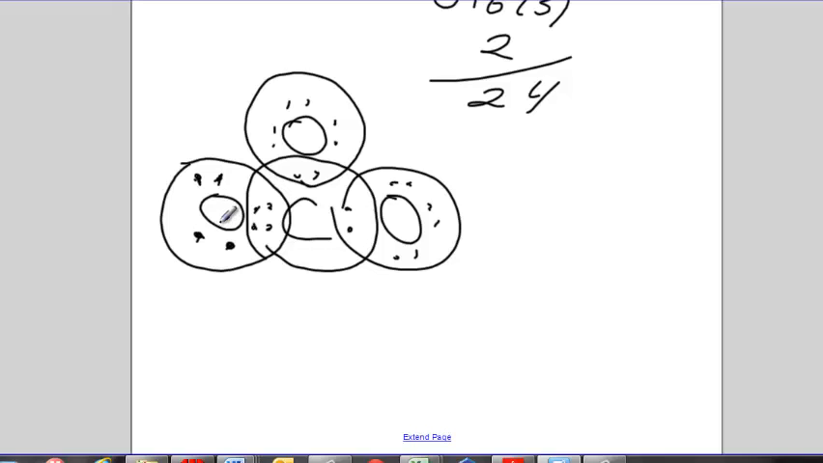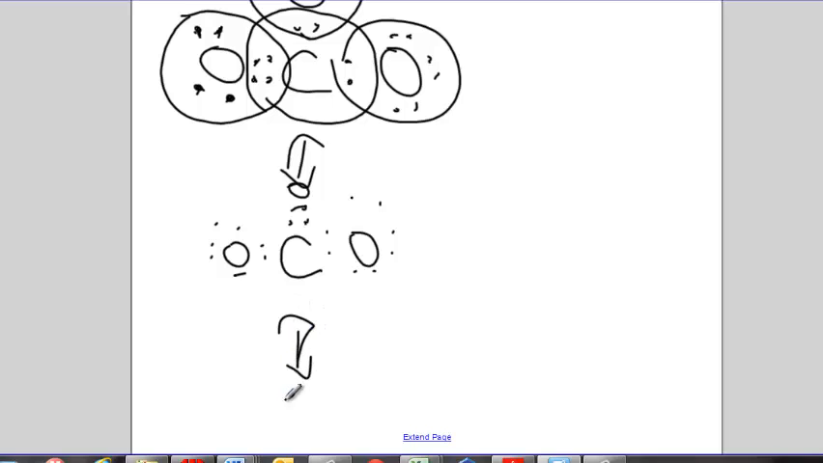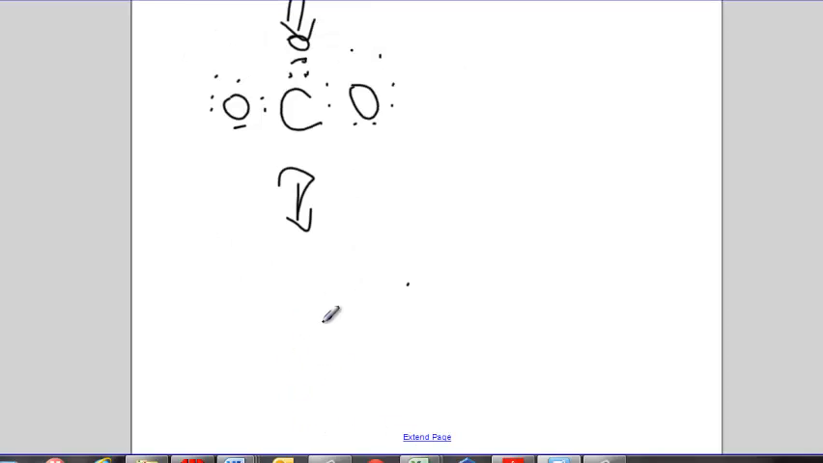But there's nothing that makes this oxygen different from this one or this one. So this double bond here is just as likely to be on this oxygen or this oxygen as it is to this oxygen. So I have to draw all 3 structures. I have to draw the one where the double bond is on the top. And I have to draw the one where the double bond is on the right side.